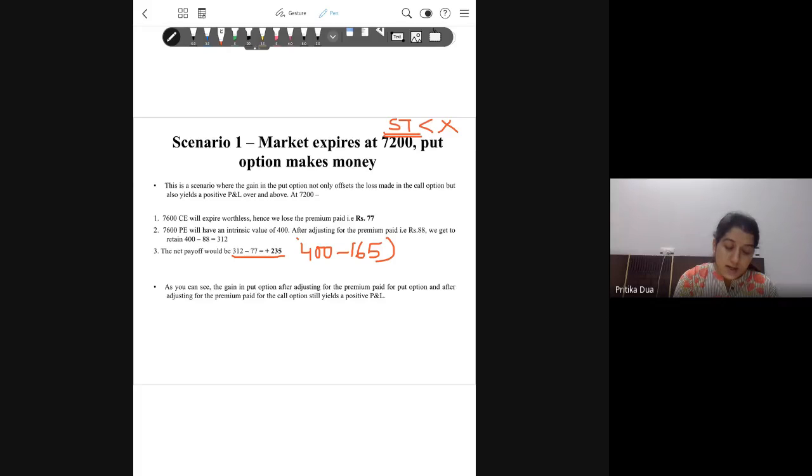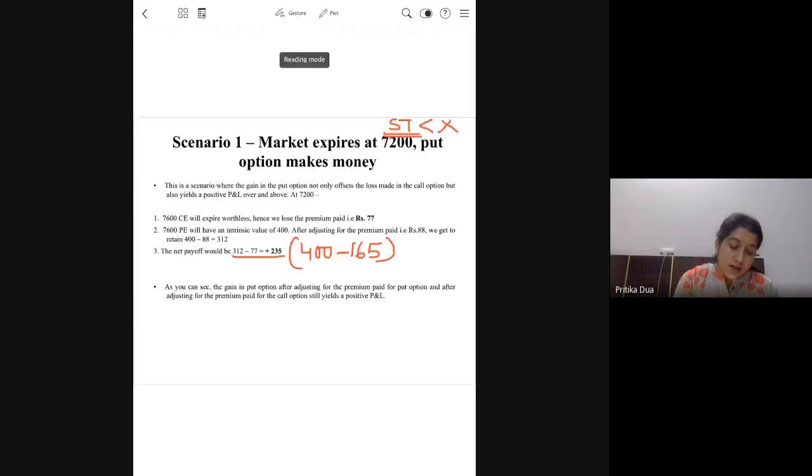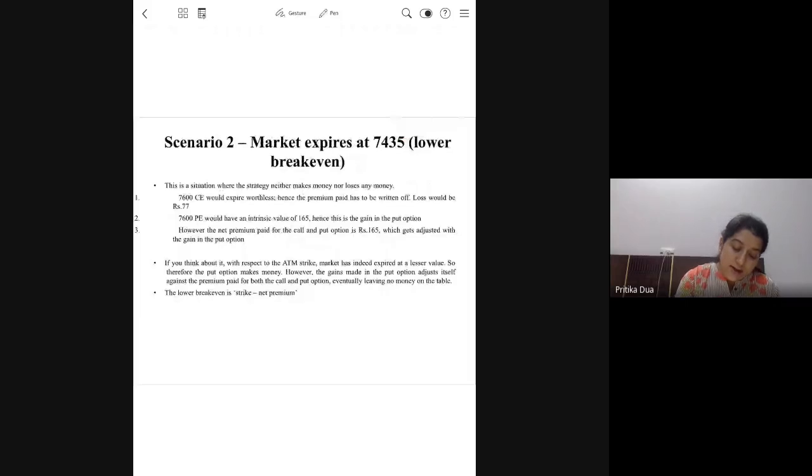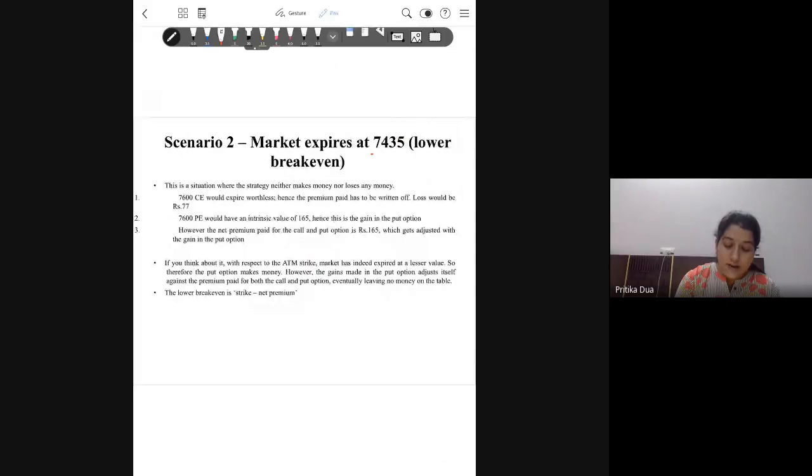Second possibility under this contract is that the spot rate in the market on the date of expiry is 7435. Okay, again spot rate is lower than the exercise price. You will let the call option lapse. You will exercise the put option. पर इस पोजीशन में you will be at break even. ब्रेक इवन क्यों होगा?